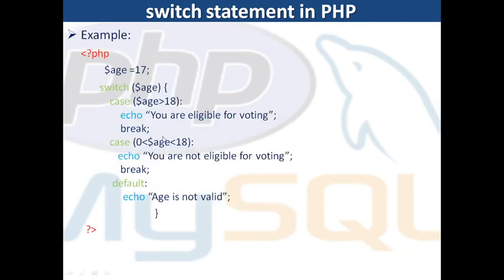So here we have an example. $h is equal to 70, switch $h. If $h is greater than 18, echo you are eligible for voting, and then break. The second case is if 0 is less than $h is less than 18, then you are not eligible for voting. And there is a default condition. If neither case matches, meaning neither returns true, then the default case will be executed. Let us see it on the browser.